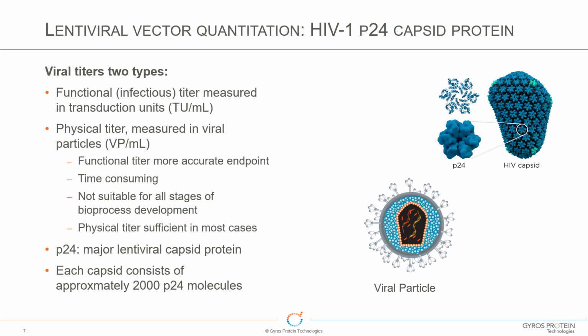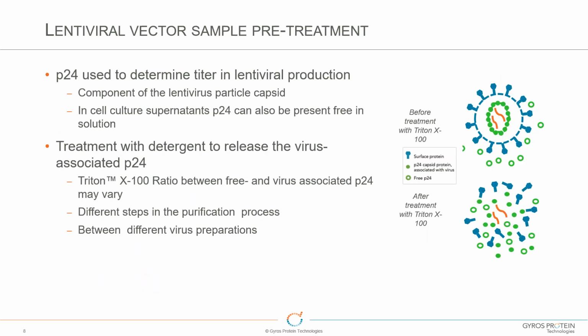So in this case, the assay principle is to measure the p24 particle, which is a surface protein on the lentiviral envelope. As mentioned, p24 is used to determine the titer in lentiviral production. It is a component of the particle, and in cell culture supernatants, p24 can be present free in solution. But what we also do is use detergent to break up the capsid and release the p24.